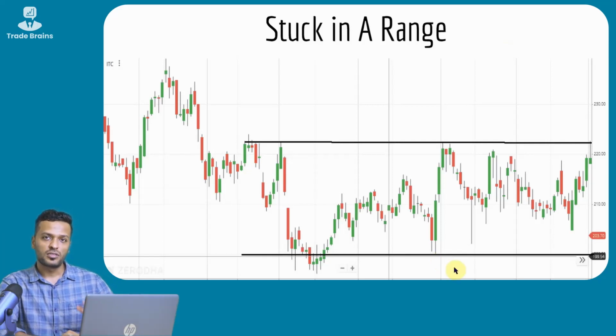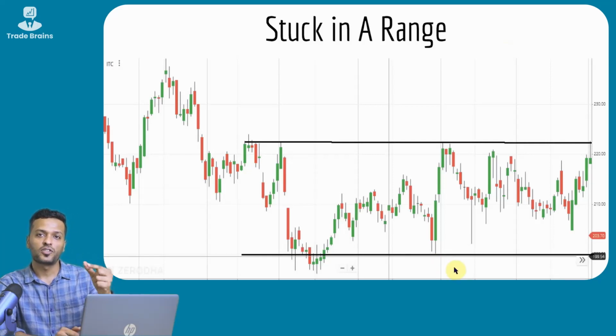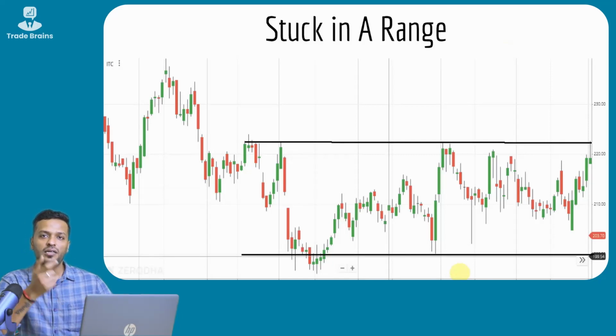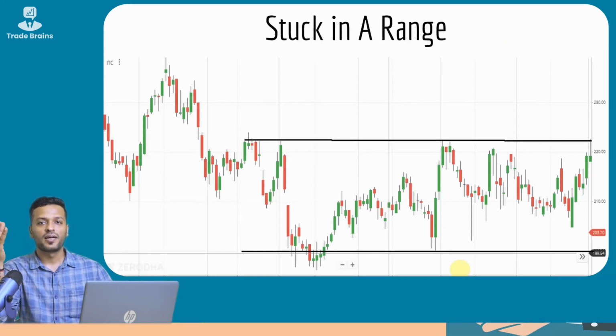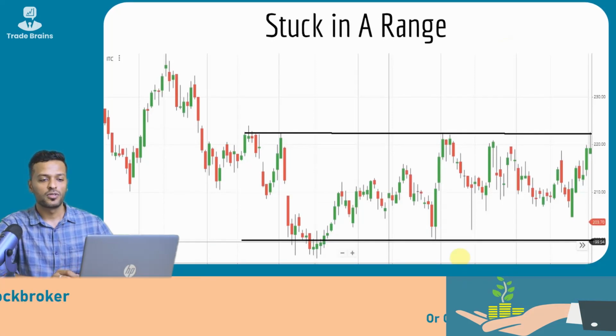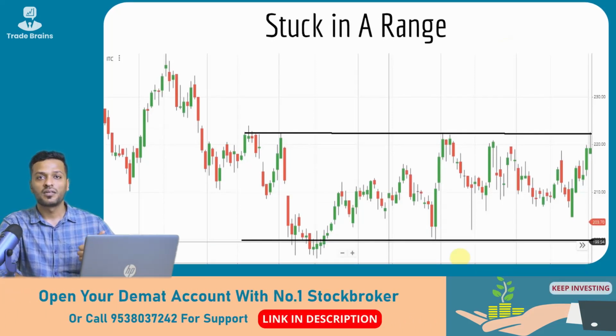So the stop loss should be a little conservative on the upside if you're shorting, or conservative on the downside if you're taking longs. And the profit target should be slightly below the swing levels, so you know when to exit, and if the market is moving in my direction, I at least will have my profit booked. So this is the first example of the stuck in a range strategy.